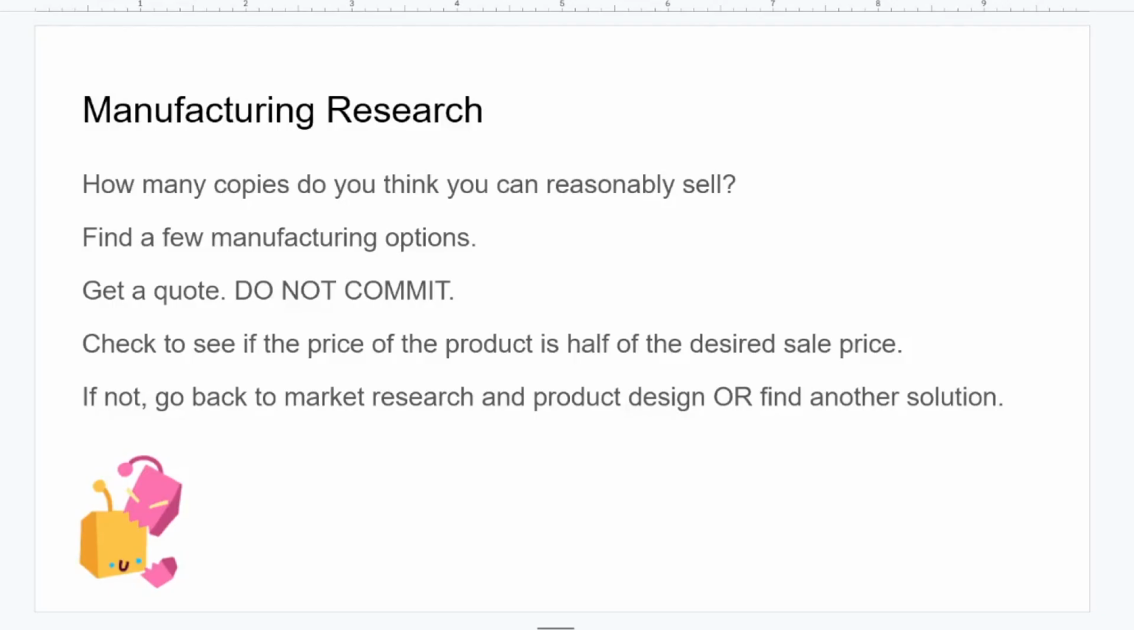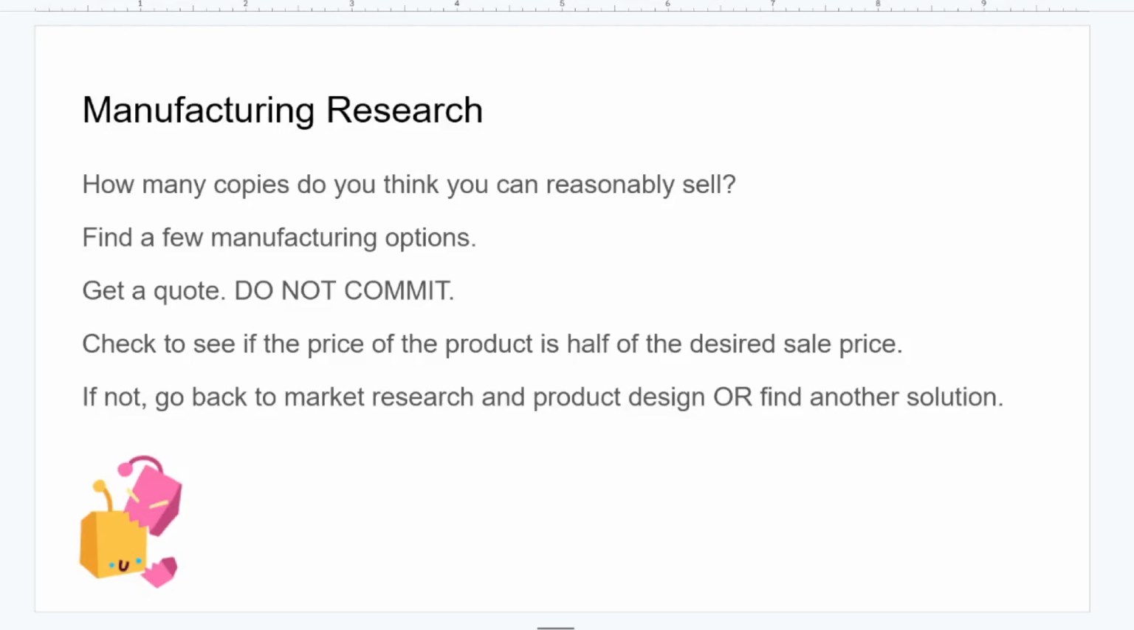So like, you know what your suggested retail price should be because you've done your market research. You know what your manufacturing cost is going to be. If that manufacturing cost is not half of what you know that suggested retail price should be, then you should go back to market research and product design or find another solution, right?